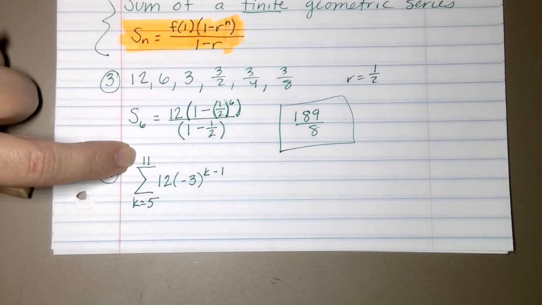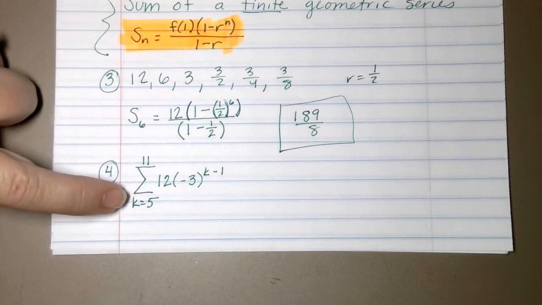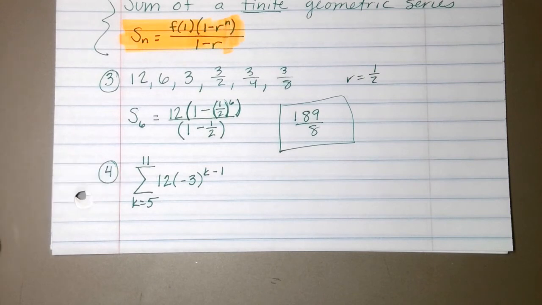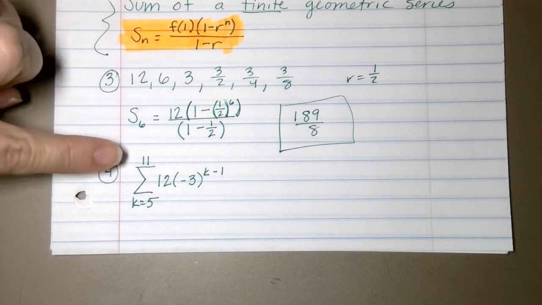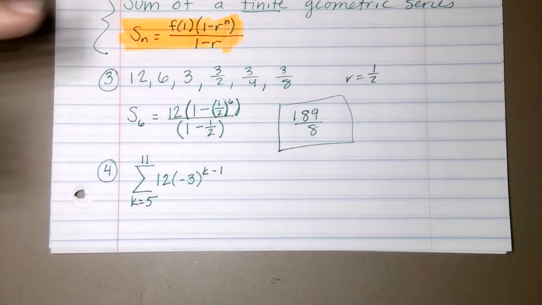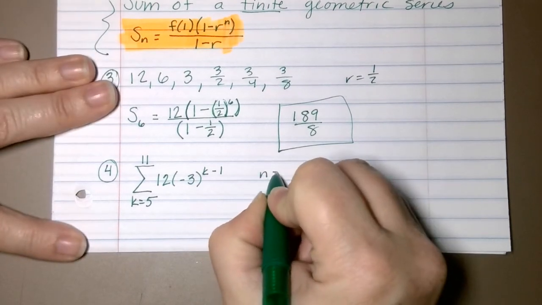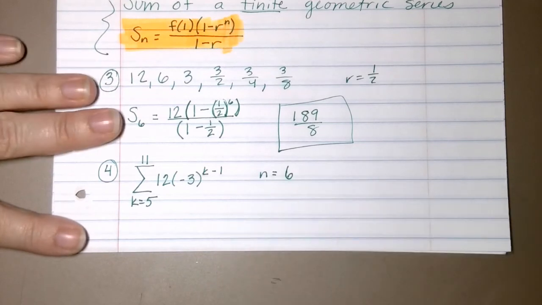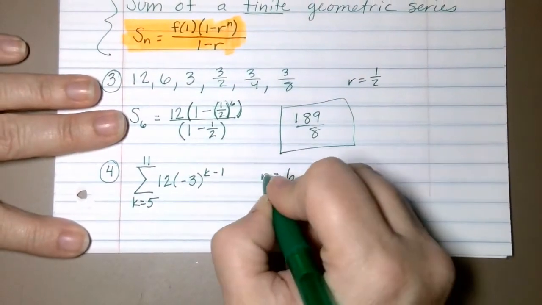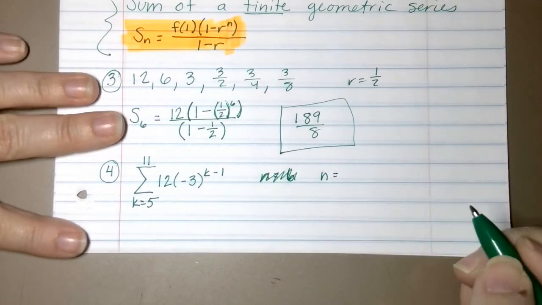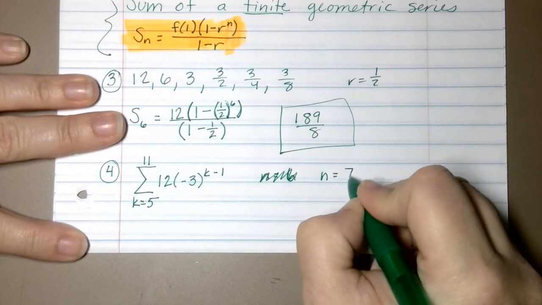No, it's asking me to add up the 5th term, 6th term, 7th term, 8th term, 9th term, 10th term, and 11th term. So what terms am I skipping? 1, 2, 3, and 4. So if there are 11 terms on the whole sequence, and I'm skipping 4, what is my actual n value? 6. You sure? I think it's 7. Because if I have 11 terms, take away the 4 that I'm skipping, I have 7 terms.